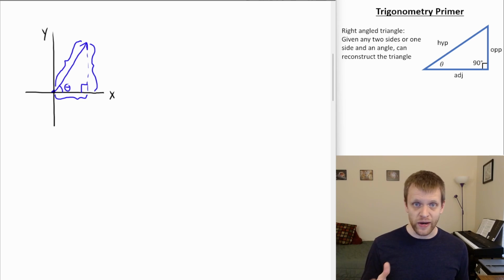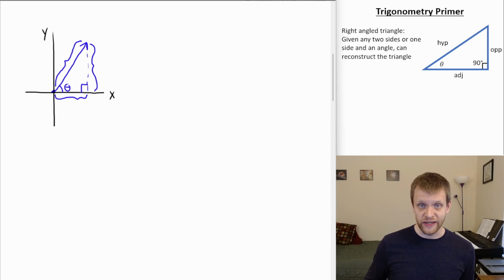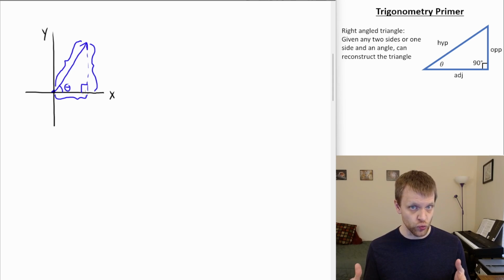So that's where it's going to be very, very useful in dealing with vectors, because again, sometimes we're going to want to talk about the vector in terms of its magnitude and direction. Sometimes we're going to want to talk about that vector in terms of its components. And again, trigonometry gives us a tool to change between these two ways of describing the system.